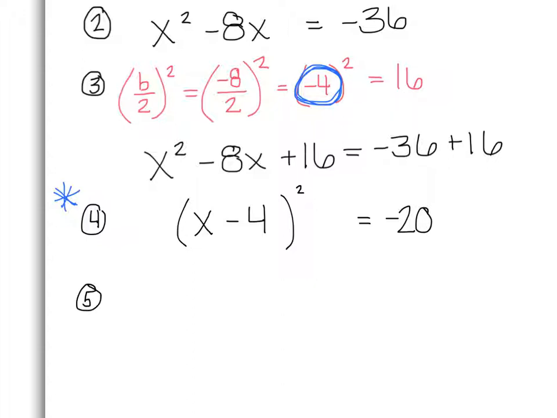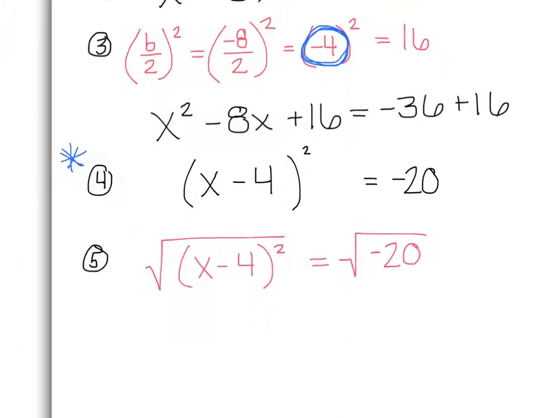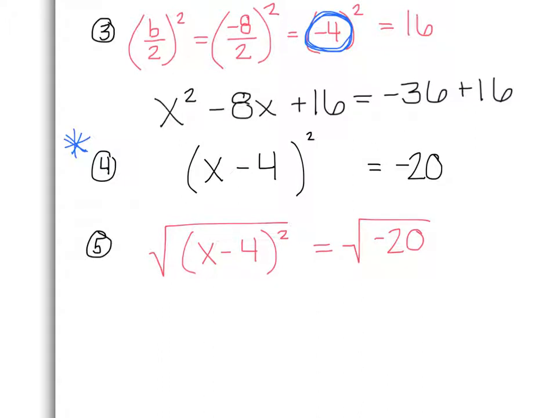Square root both sides, because remember our goal is to get x by itself. And if we square root both sides, it gets rid of our squared, which is awesome. So what are we left with on the left side? X minus 4 equals plus or minus. Plus or minus, very good. That 20, we can say that that's equal to square root of 20 times square root of negative 1.